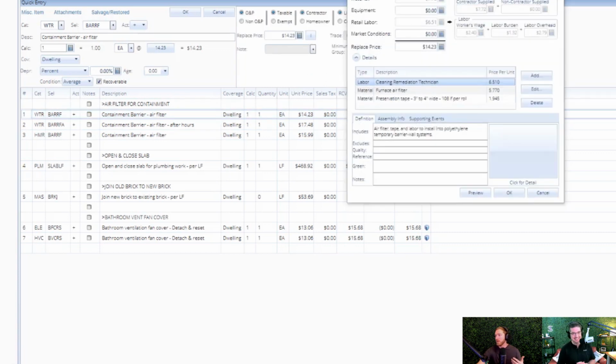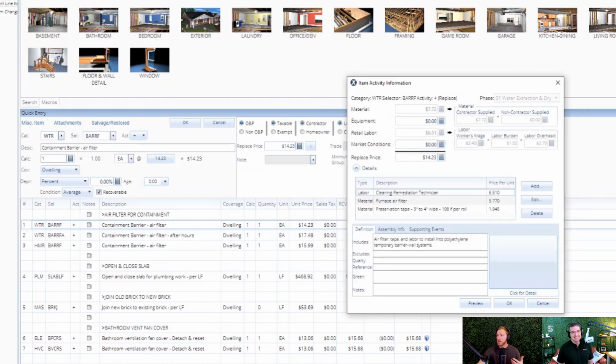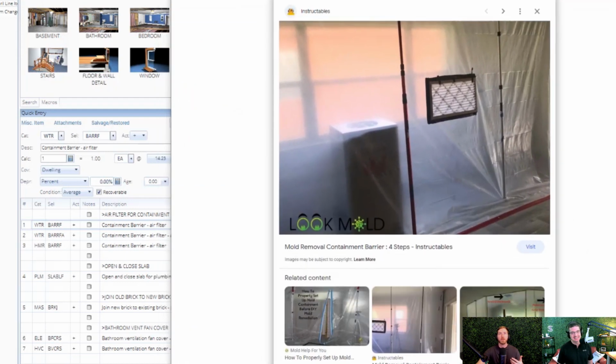Does it show a picture of it? No, it does not. There's no picture for it yet. You and I did some little Google searching. I'll bring up a little video here in our screen recording of what is this air filter thing. This is it. And so talk about these containment barrier air filters, their use, and the importance of the addition of these line items.